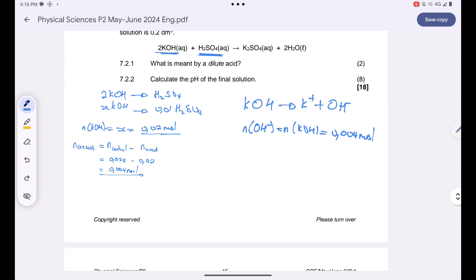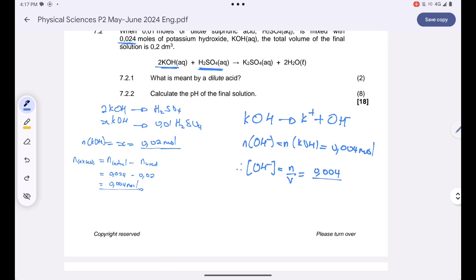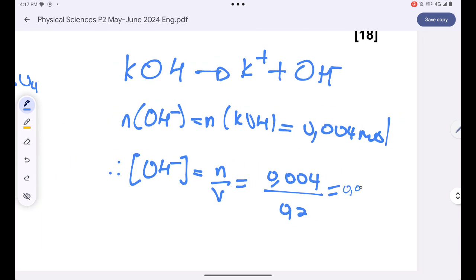Now I do know the number of moles of my hydroxide ion in excess. I can therefore find the concentration of my hydroxide ion. Concentration is basically number of moles all over the volume. That's 0.004 all over the volume. They said the entire volume is just 0.2 cubic decimeters. So 0.004 divided by 0.2 will simply give me a concentration of 0.02 mole per cubic decimeter.